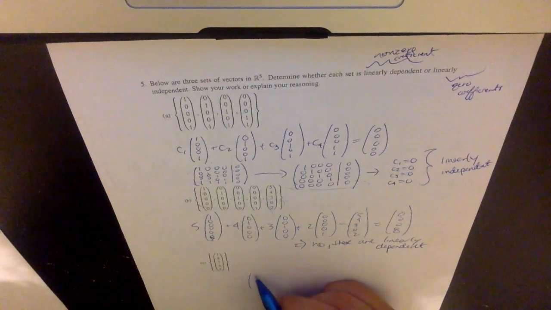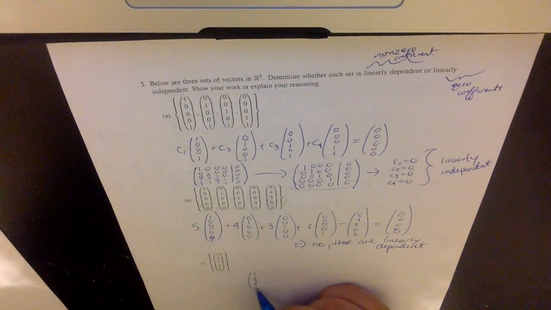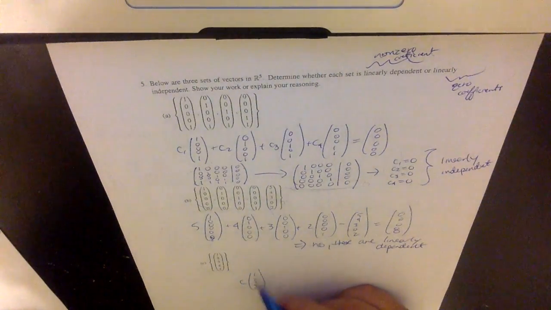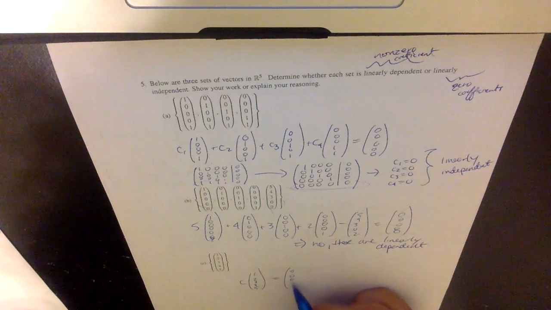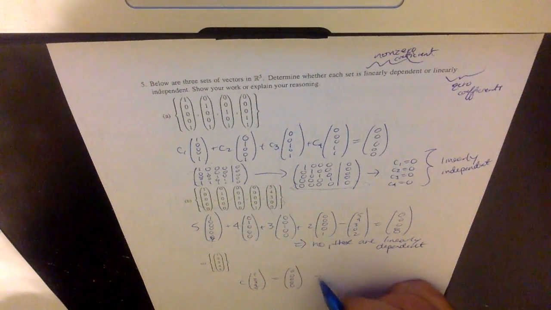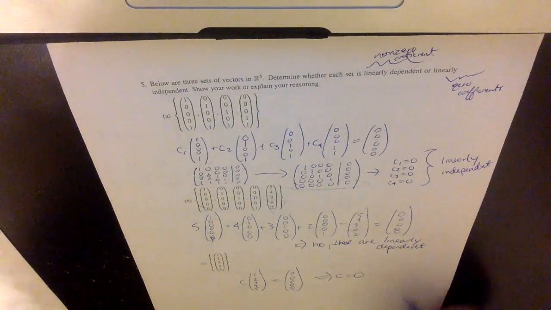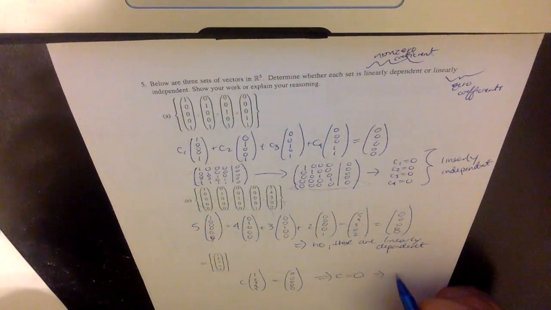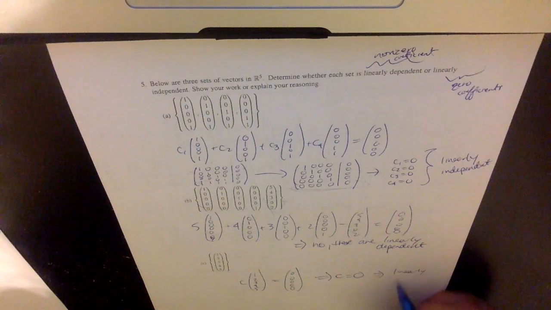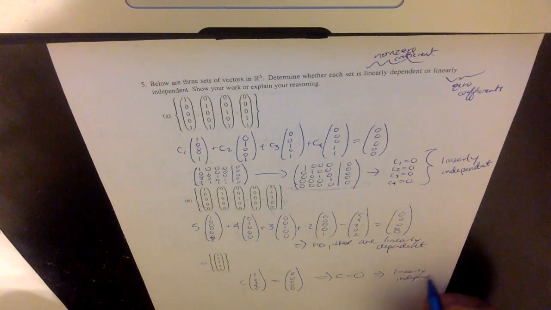Okay, so now we want to see what coefficient times this vector is equal to the all zeros vector. Well, notice that's only true if c equals 0, which tells us that this one vector is linearly independent. Okay.